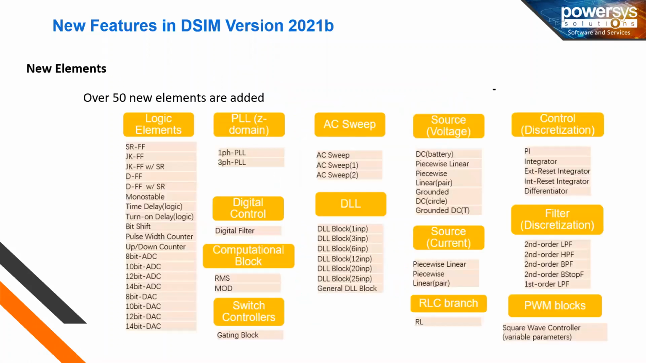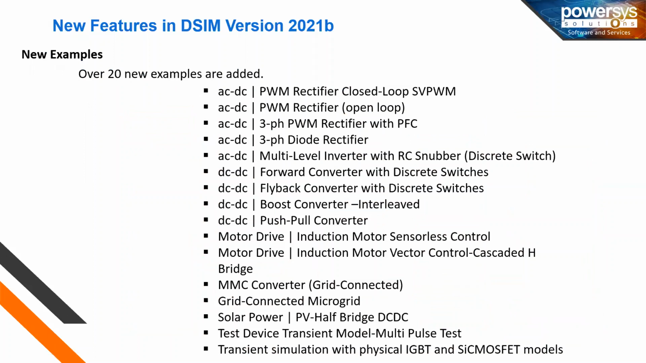Around 50 new elements were added in this 2021b version. All these blocks were not available earlier, but we have added them into this new version. We also added around 20 plus examples, which will be helpful for academic and research people. They can evaluate and utilize these as a project and even submit them in their thesis. They can do further analysis in this particular DSIM.